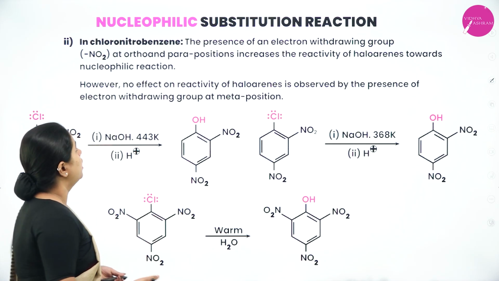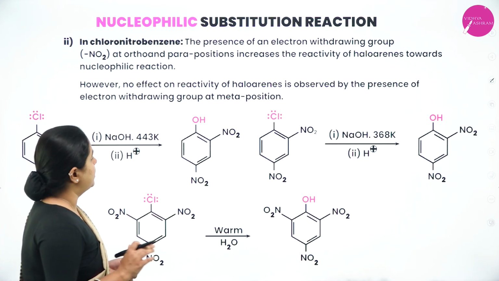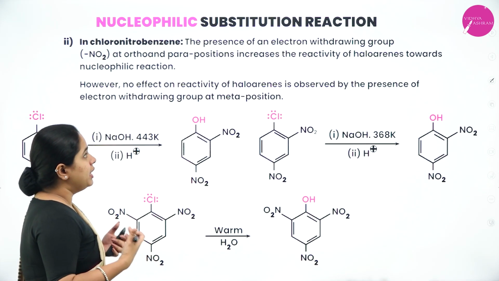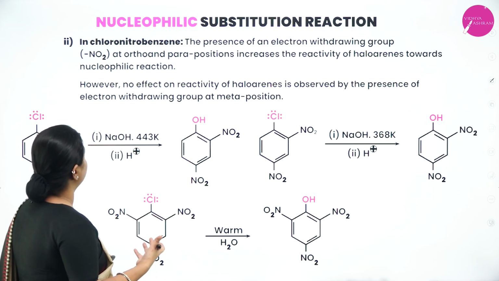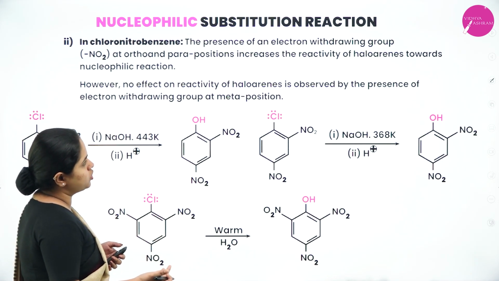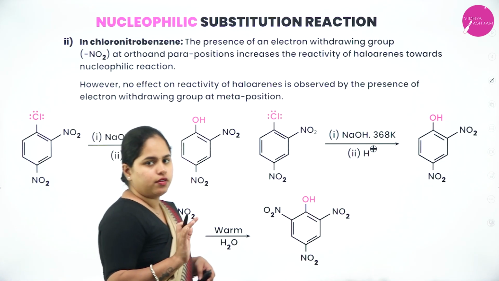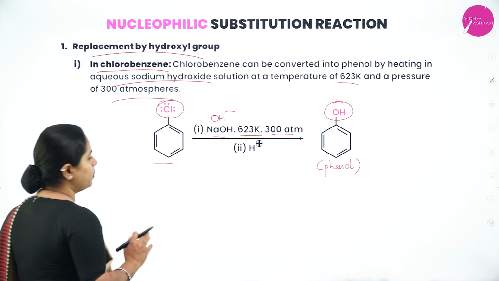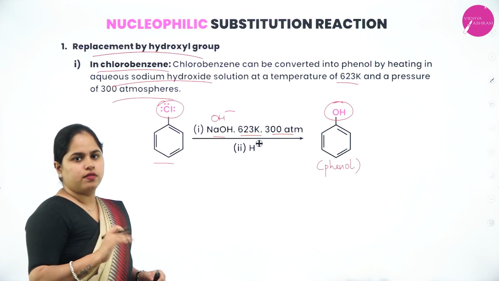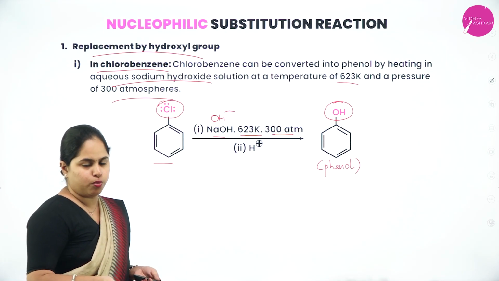pressure, you get phenol. Next one is chloronitrobenzene. The presence of an electron withdrawing group at ortho and para position increases the reactivity of haloarenes towards nucleophilic reaction. However, no effect on reactivity of haloarenes is observed by the presence of an electron withdrawing group at meta position. So what we are going to see here is, in chlorobenzene, which we already studied, in the presence of sodium hydroxide, we are going to get phenol. The chlorine will be substituted by the hydroxyl group, OH group, right?